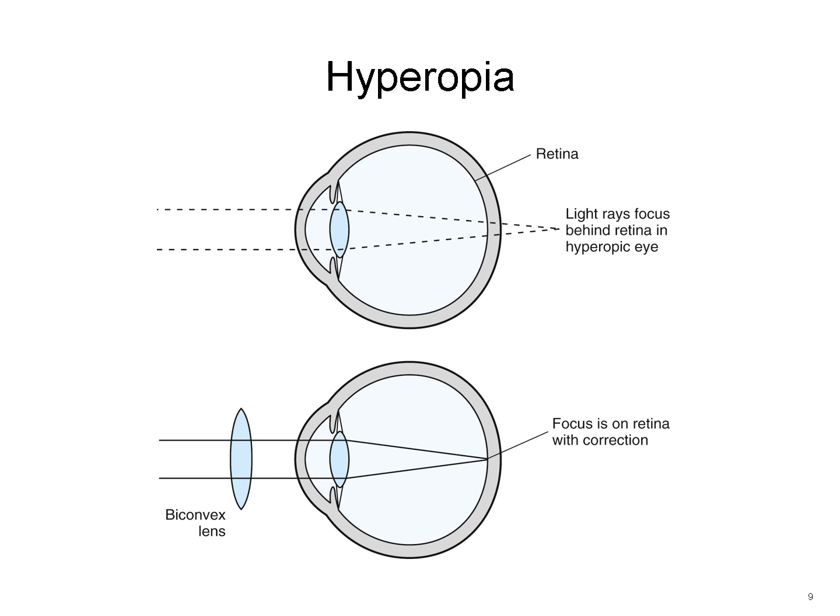Correction is achieved using a biconvex lens, which bends light rays inward to ensure they focus properly on the retina. With corrective lenses, people with hyperopia can see both near and distant objects more clearly.